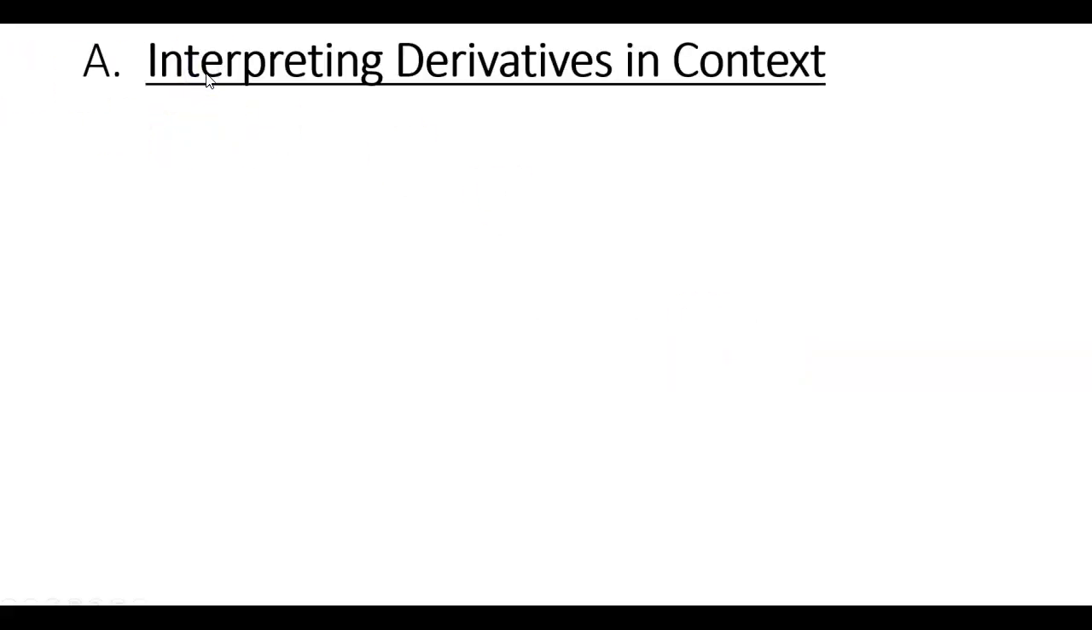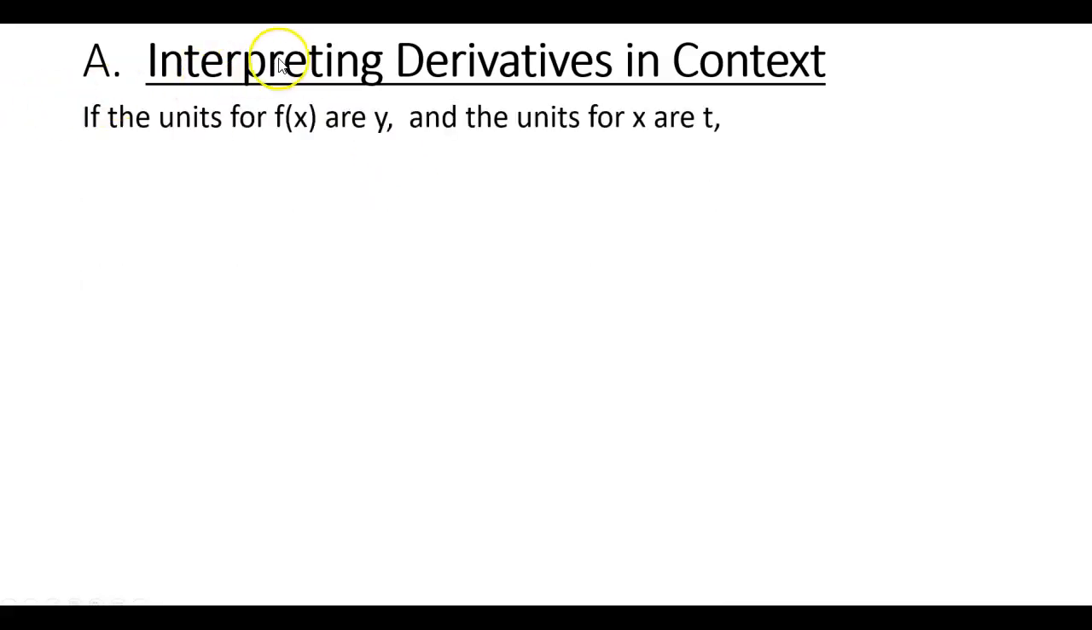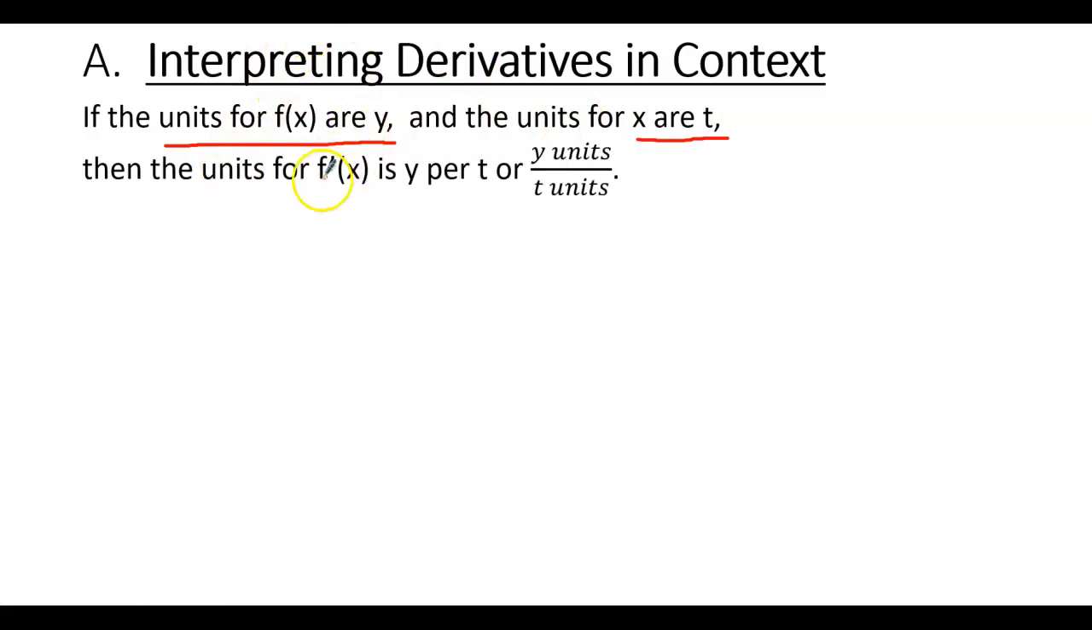All right. Well, one of the things is when you're using derivatives to solve problems or word problems, you need to understand how to interpret them and what they mean. So here's an important point for number one. Is talking about the units. If the units of f of x are y, and the units for x are t, so the function has units of y, and the units for x are t, then the units for f prime is going to be y over t, the y units over the t units.